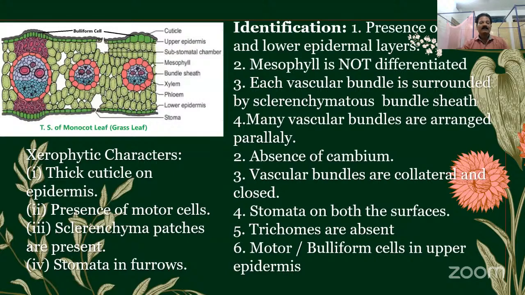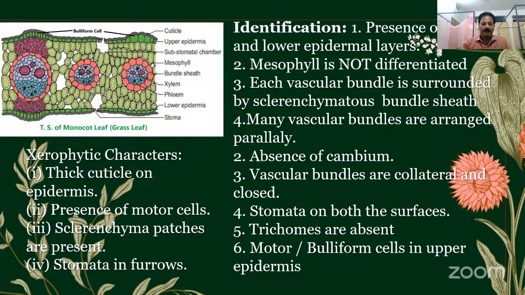And sclerenchymatous bundle sheath extensions and bundle sheath. Stomata in furrows. Furrows means deep notches will be there. In those notches, they are present. And one important point I need to clarify. In dicot leaf, stomata are surrounded by two guard cells. Guard cells are kidney shaped or bean shaped in dicot leaf. Whereas here, dumbbell shaped guard cells are there in monocot leaves. What is the shape of guard cells in monocot leaf? Dumbbell shaped guard cells. In dicot leaf, kidney shaped or bean shaped.